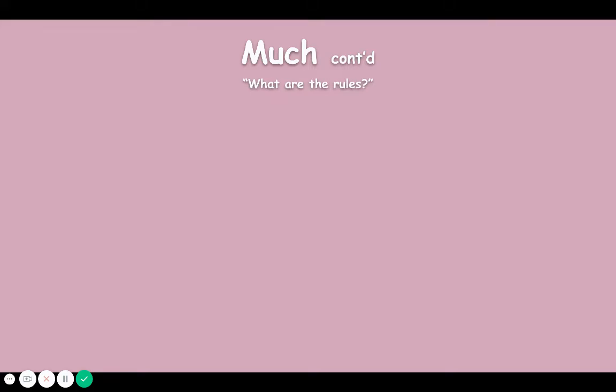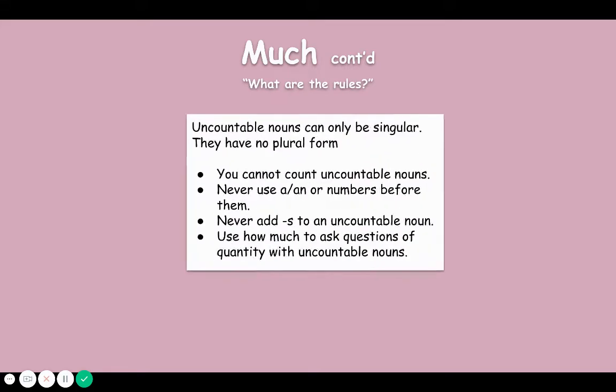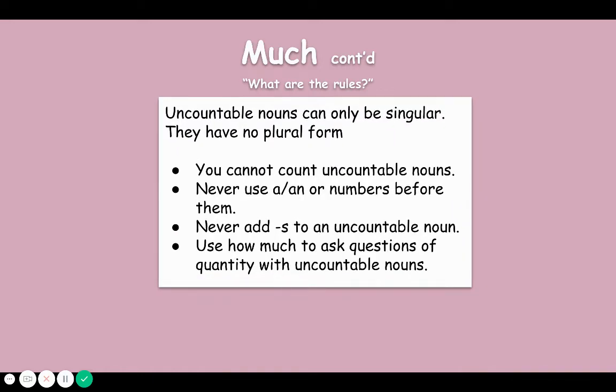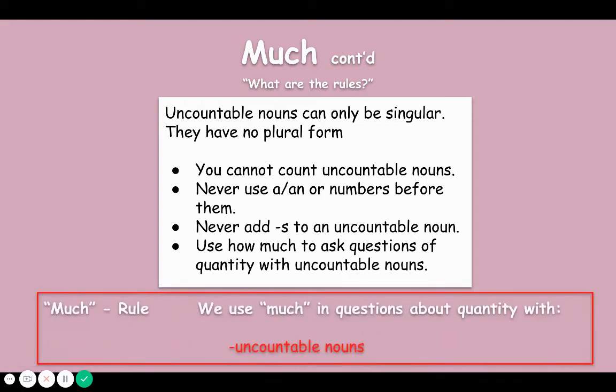What are the rules for uncountable nouns? Uncountable nouns can only be singular. They have no plural form. You cannot count uncountable nouns. Never use a or an or numbers before them. Never add an s to an uncountable noun. Use how much to ask questions of quantity with uncountable nouns. Okay? So this is the much rule. We use much in questions about quantity with uncountable nouns.